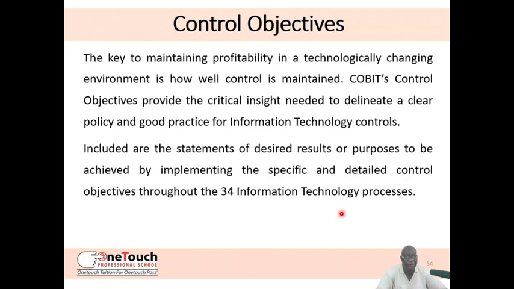Control objectives. They are just trying to elaborate on the framework that we discussed. The key to maintaining profitability in a technology changing environment is how well control is maintained. So COBIT control objectives provide the critical insight needed to delineate a clear policy and good practice for information technology controls. Included are the statements of desired results or purposes to be achieved by implementing the specific and detailed control objectives throughout the 24 information technology processes.